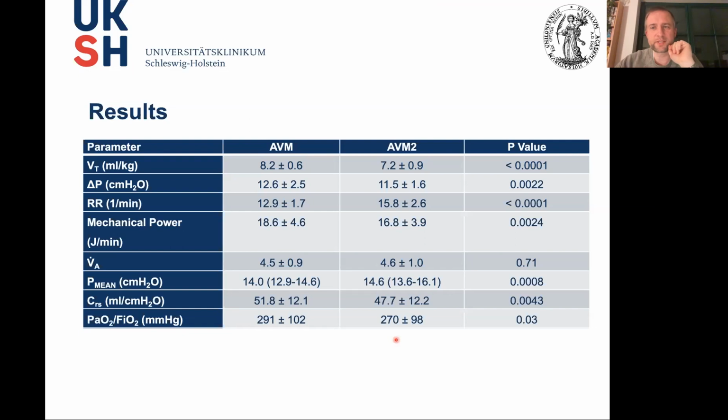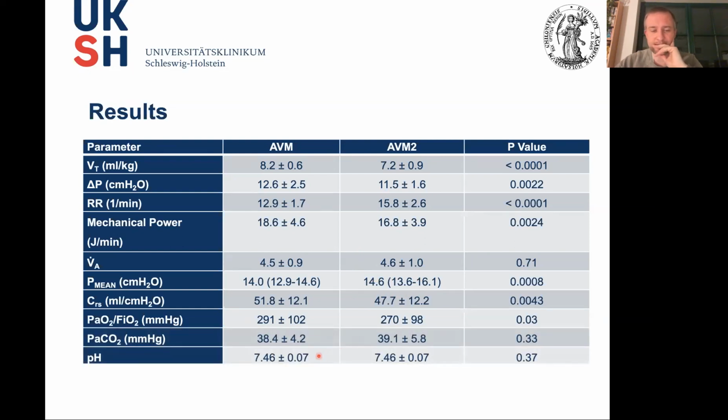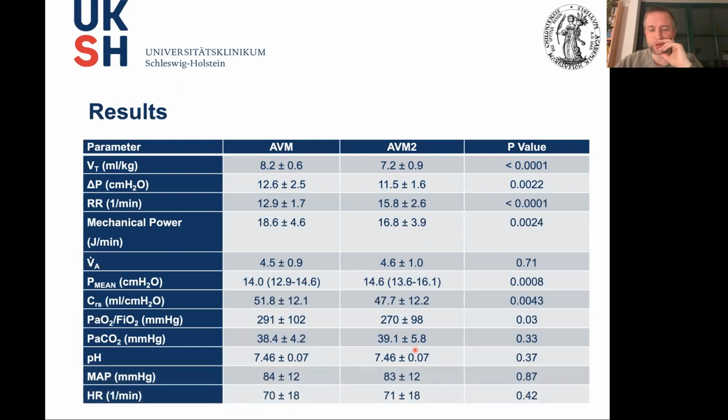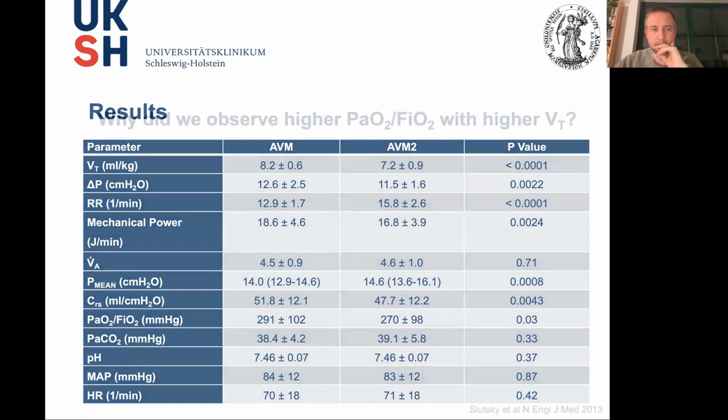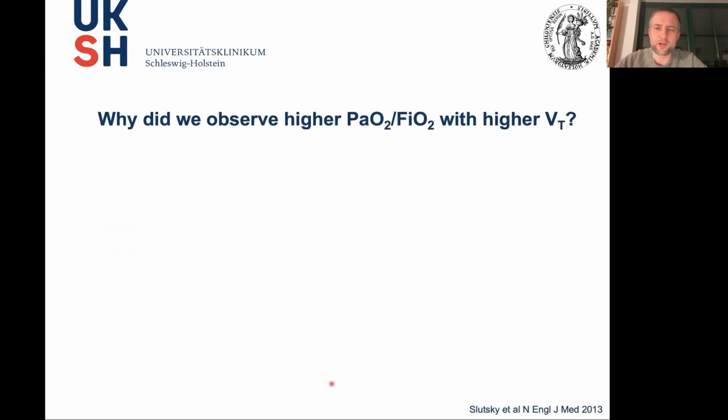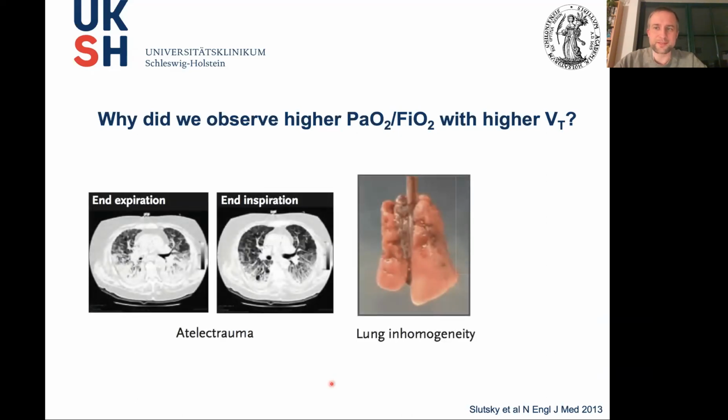So again, we have a small but statistically significant decrease in PO2/FiO2 ratio with this mode that selected lower tidal volume, lower driving pressure, and a little bit higher mean airway pressure. CO2 was exactly the same, as was pH, as were the hemodynamics, no changes in mean arterial pressure or heart rate. So why did we observe a higher PF ratio with AVM that selected higher tidal volume and driving pressure? Of course, I can only speculate on this, so I cannot really tell you for sure, but this is my hypothesis, which I would like to present here.